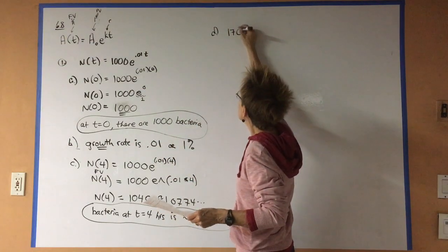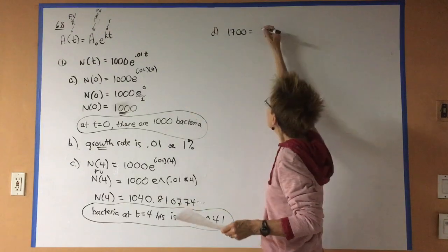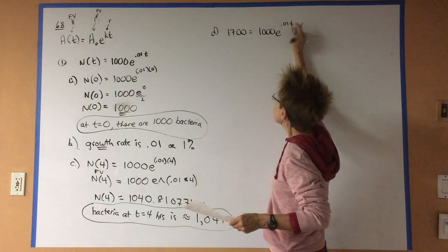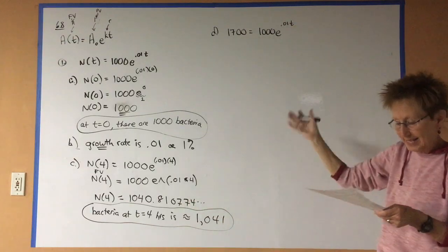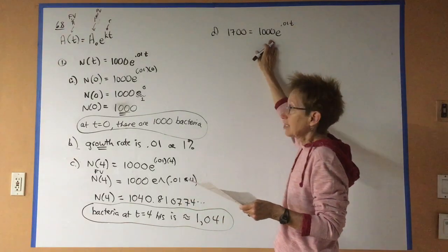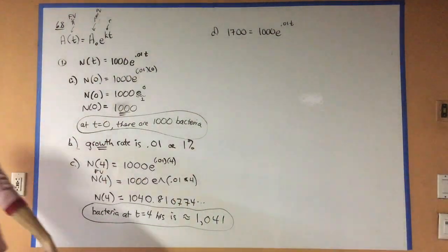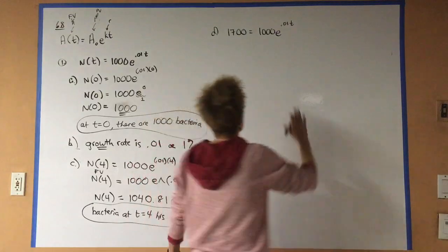So my equation becomes 1,700 equals 1,000 e to the 0.01t. I don't know what t is. How long will it take for the 1,000 bacteria to grow into 1,700? This is what I now need to solve. How do I solve this equation?